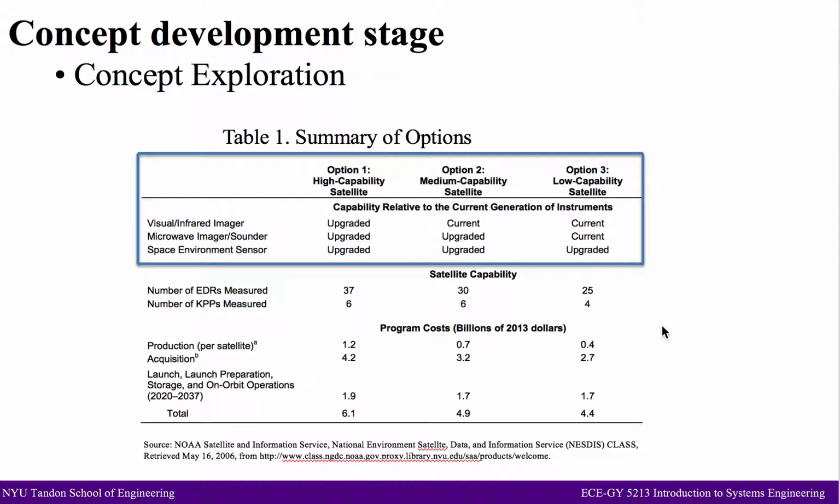And the third option is the cheapest one, with the lowest cost, and its capabilities would measure 25 EDRs, including only 4 of the 6 KPPs, and the unit production cost would be about 400 million. The total program acquisition cost would be about 2.7 billion.